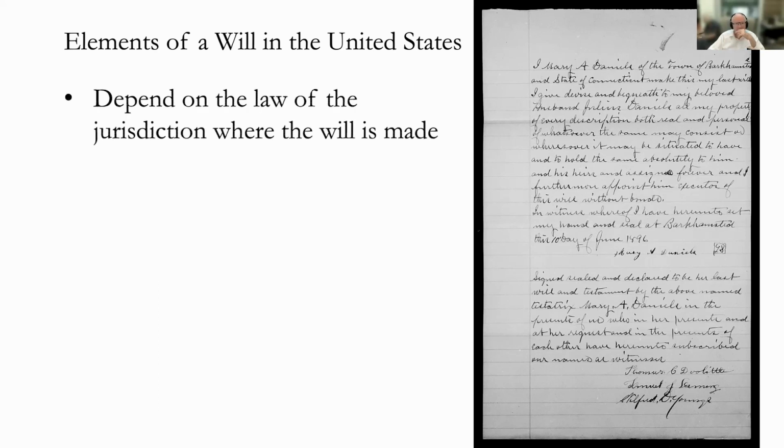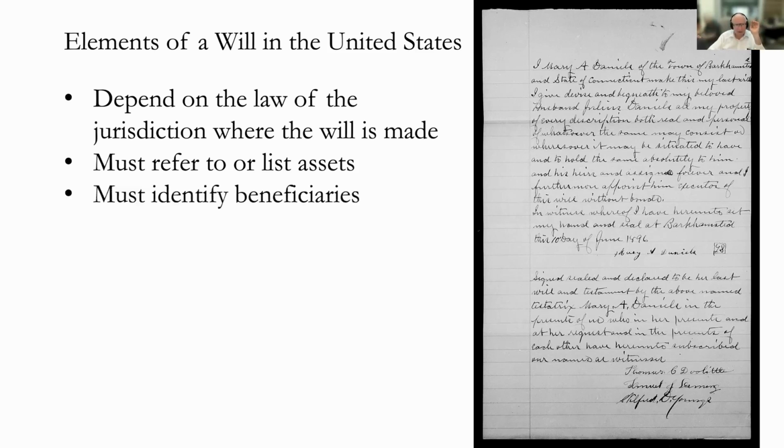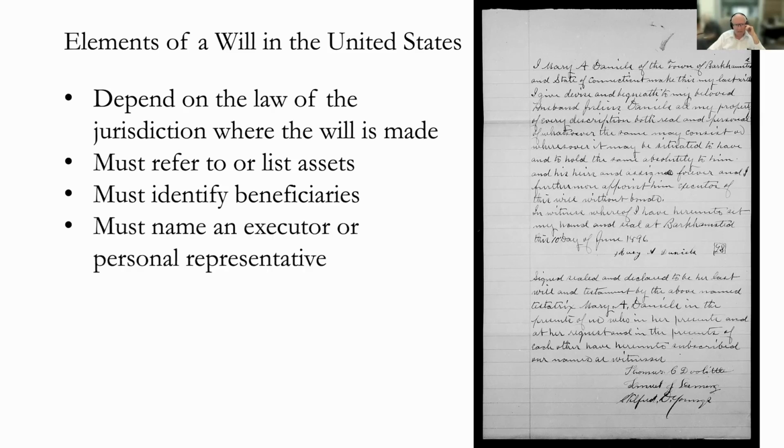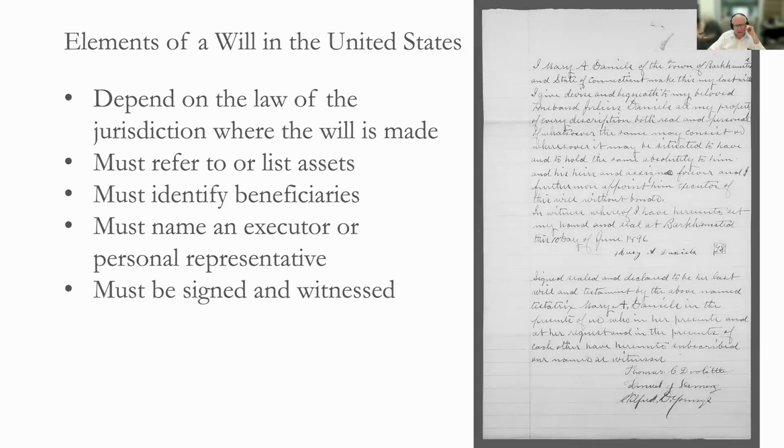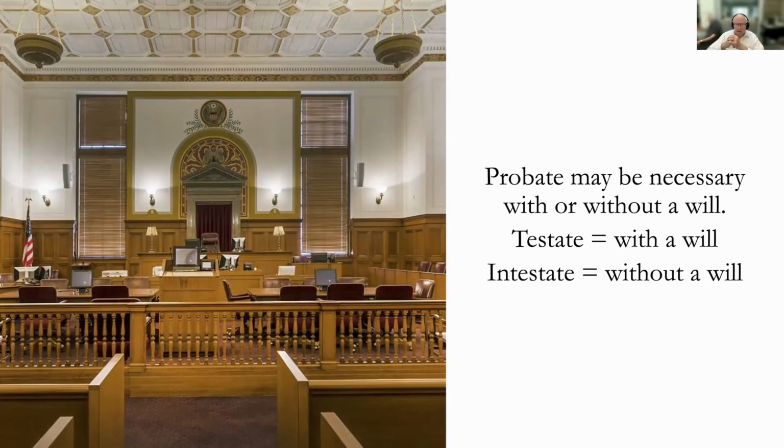So basically, a will depends on the law of the jurisdiction, the place where the will is made, the county, the state. It must refer to or list the assets. So the will can't just say, I want to give everything away. It actually has to say what it is you want to give away, or it's going to be very difficult for anybody to not disagree about it. It has to identify who's going to benefit from the will, the beneficiaries, the people who receive it. And it must name someone who is to be the executor or personal representative of the estate. That means the person who administers, also called an administrator. It must be signed and witnessed. And that was it.